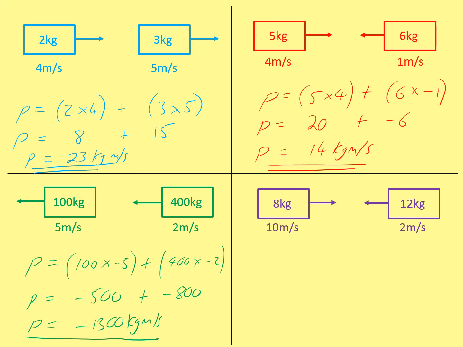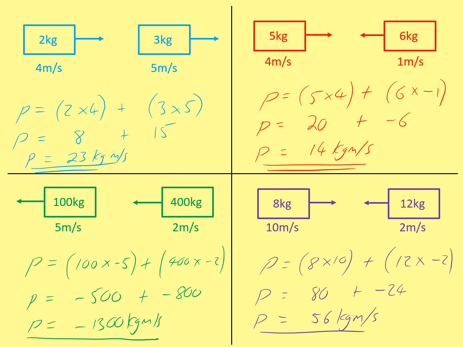Last one. Total momentum is going to be mass times velocity plus mass times velocity. Total momentum is going to be 8 times 10 is 80. And 12 times minus 2 is minus 24. If you want to use a calculator for that, but the total momentum is going to be 56 kilograms meters per second.